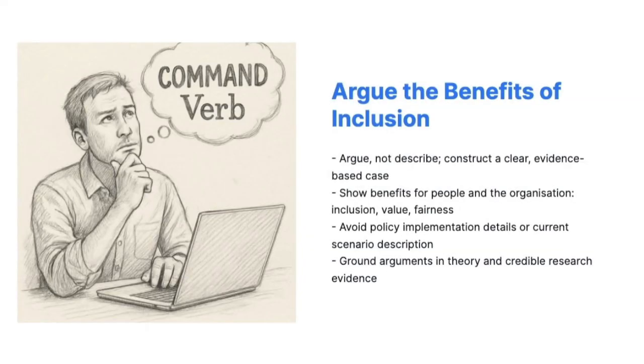First up, let's talk about what the question's really asking. The command verb here is argue, which means you need to build a strong, evidence-based case, not just describe things. Focus on showing why inclusion, feeling valued, and fairness matter for both people and the organization. Don't get sidetracked talking about how to implement policies or describing what's currently happening in the scenario. Instead, your job is to convince the reader of the real benefits, using theory and research as your foundation.